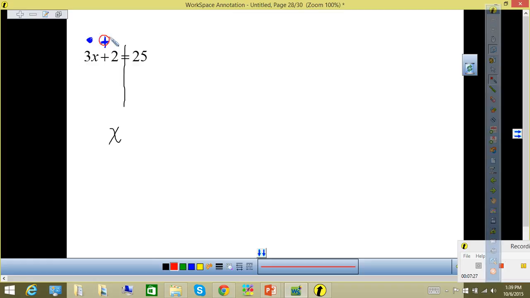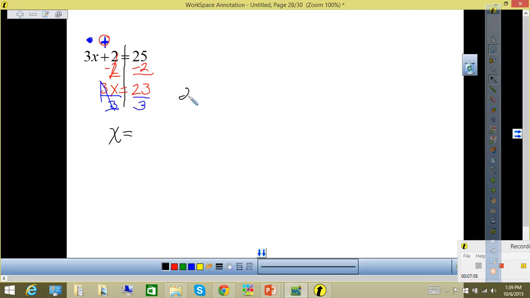Addition and subtraction. So this one has addition. What is the inverse of addition? So we're going to subtract 2. And whatever we do to one side, we do to the other to keep it balanced. We bring down the 3x equals 23. Next, what is the next operation? Multiplication. So what is the inverse? Divide by 3, divide by 3. 3 over 3 is 1. 1 times x is x. And let's see what we get.